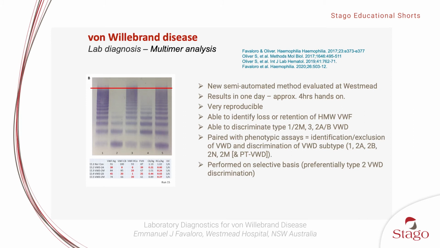Then there's a methodology that we call multimer analysis. This is also an adjunct, if you like, to the diagnosis of von Willebrand disease. In multimer analysis, what we're looking for is a loss or the presence of the high molecular weight von Willebrand factors. So in this slide, I'm showing you some examples from an evaluation of a new semi-automated method that we've evaluated at Westmead.